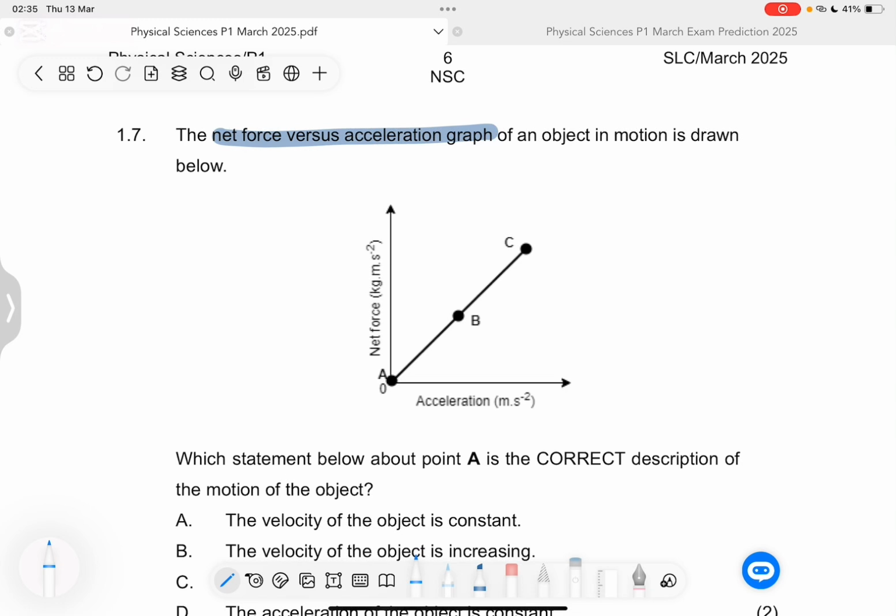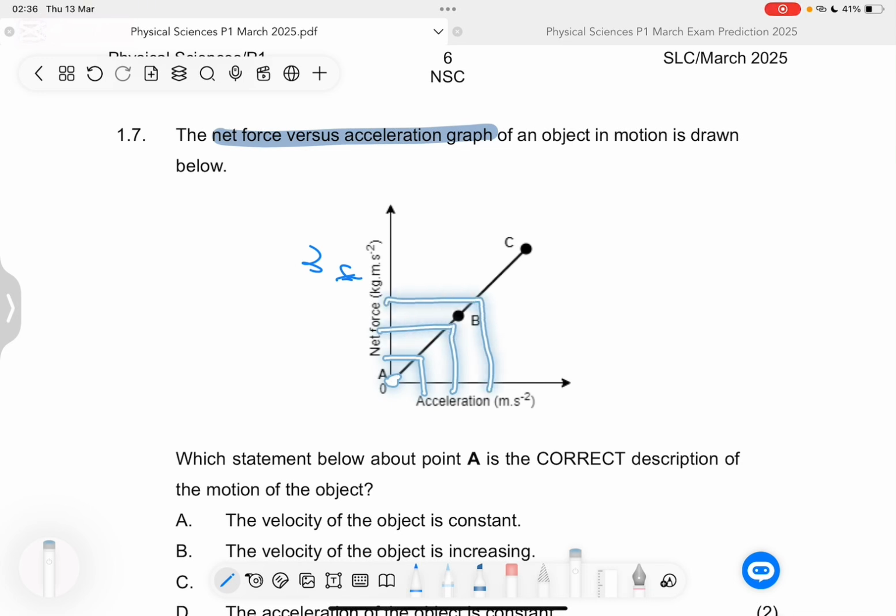That's another SI unit for the net force, right? This is the same as Newton. And the acceleration here is measured in meters per second squared. Now, when we look at this graph, we can see that it's a linear graph, it's a straight line, right? Which begins at 0, where the acceleration and the net force are 0. And as the acceleration increases, the net force also increases.